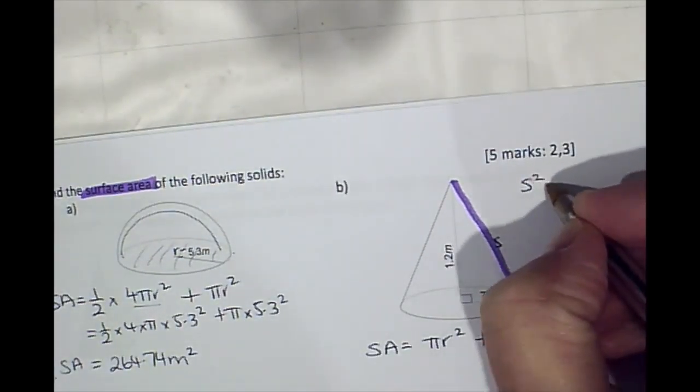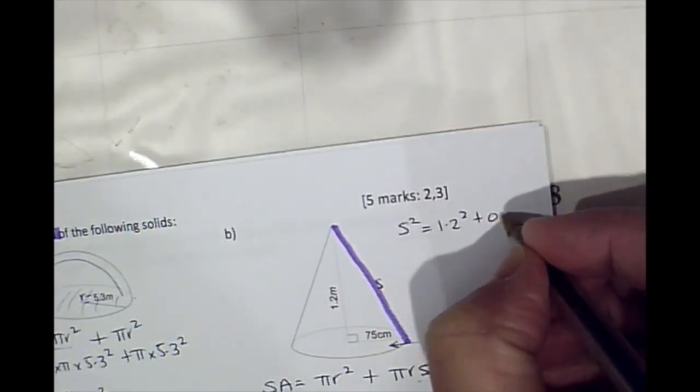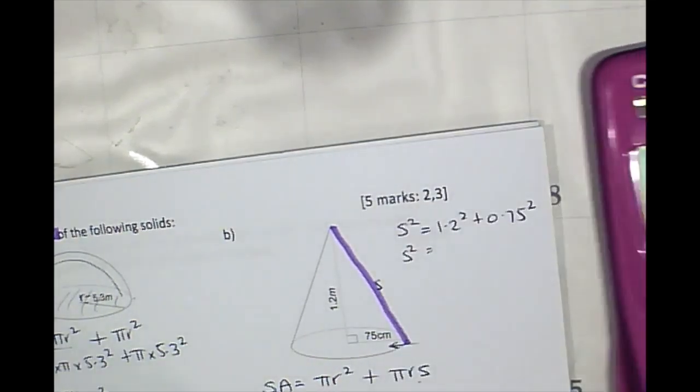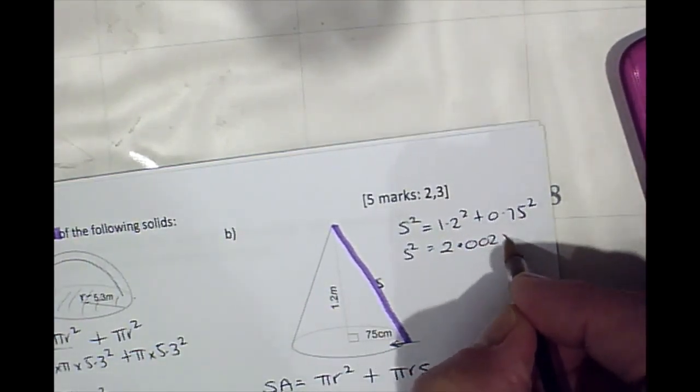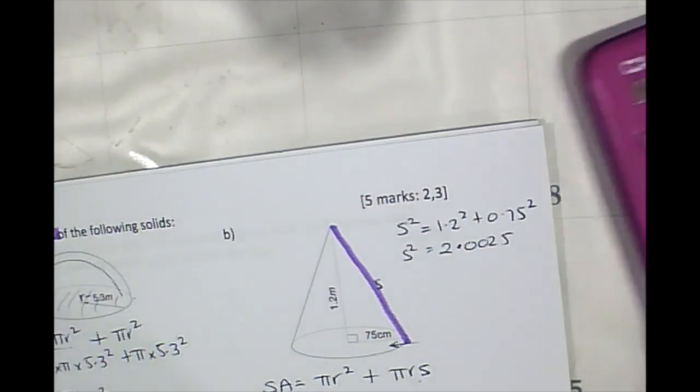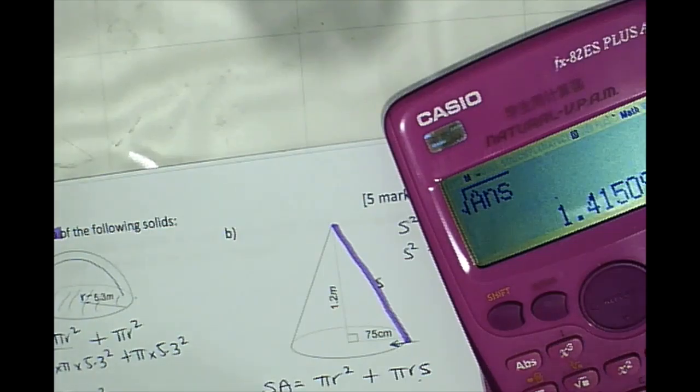We know that S squared equals 1.2 squared plus 0.75 squared. S squared equals, go to our trusty calculator, make sure you've got them both in the same units. So that's 2.0025, so let's find the square root of that. 1.42, so S equals 1.42.